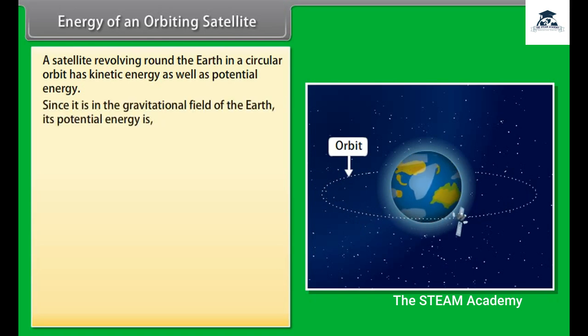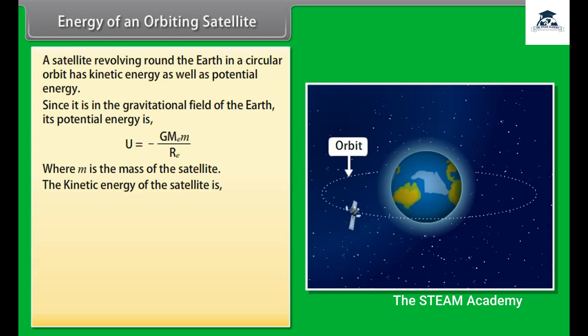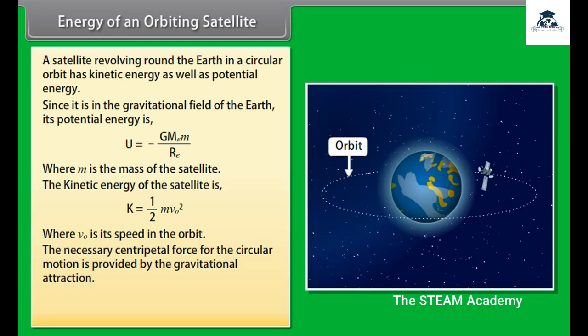Since it is in the gravitational field of the Earth, its potential energy U is equal to minus GMEM divided by RE, where M is the mass of the satellite. The kinetic energy of the satellite is K is equal to half mv naught square, where v naught is its speed in the orbit. The necessary centripetal force for the circular motion is provided by the gravitational attraction.